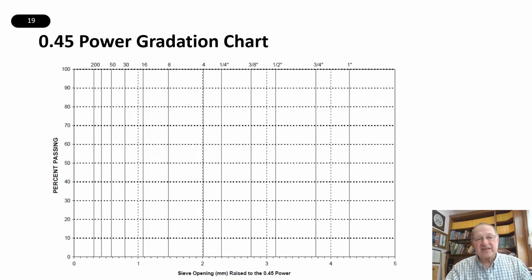And that's exactly the case here. So you can see there's the number 4 sieve, and there's 2.02. And if you look on most gradation charts, like paper ones, you never see that scale down on the bottom. And by the way, that's the reason why in Excel spreadsheets, we end up having to put together some macros in the background so that we can create a 0.45 power chart, because it's not a standard function in the list of tools that come with Excel.